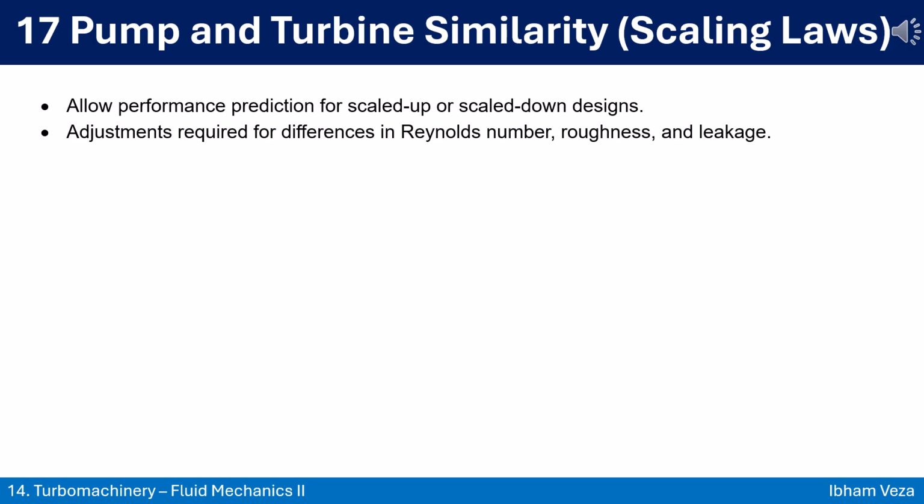You have to account for the subtle differences that creep in. The Reynolds number, a measure of fluid flow relative to viscosity, can shift, affecting how the fluid behaves around the blades. Roughness, too, plays a role. As surfaces change in texture with size, they interact differently with the fluid. And then there's leakage, the sneaky losses that occur as fluid finds its way through unintended paths. These factors require careful adjustments to ensure that your scaled-up or scaled-down design performs as expected. It's a delicate balance, but with the right understanding of these scaling laws, you can make the transition from prototype to production with confidence.